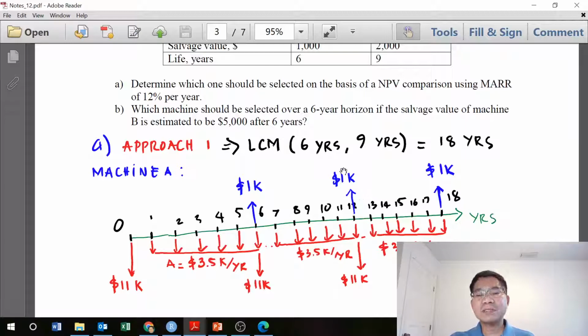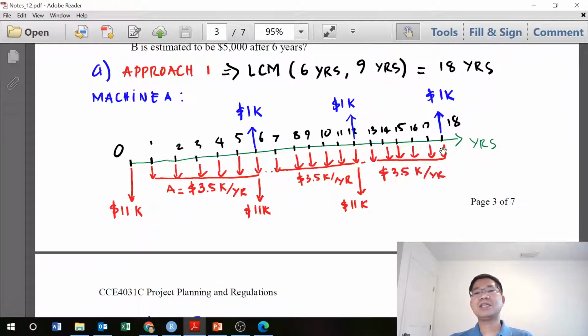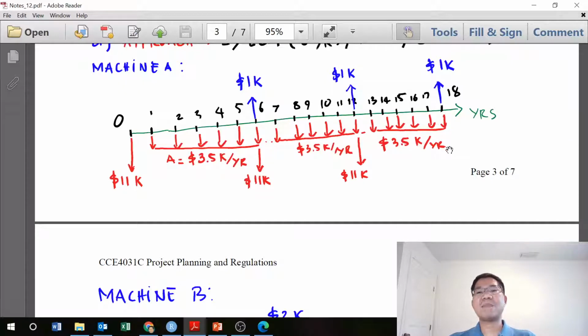At the end of year 12, I sell the second machine A for 1,000, and then because we need 18 years, I buy again the third machine A, 11,000, with operating cost from year 13 to year 18, 3,500 per year. At the end of year 18, I resell for 1,000, and I stop. I don't buy a fourth machine because we only compare for 18 years. So there is no 11,000 going down at year 18 in here. Everyone see that? No 11,000. Keep that in mind: no 11,000 going down at year 18, because that's where we stop the planning horizon, the least common multiple of 18 years.